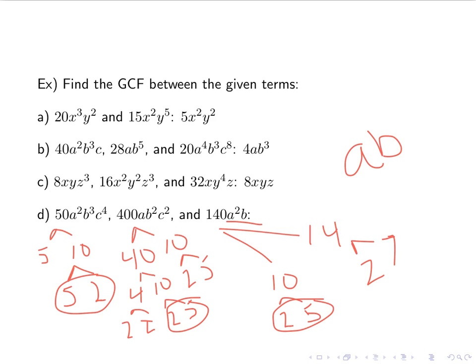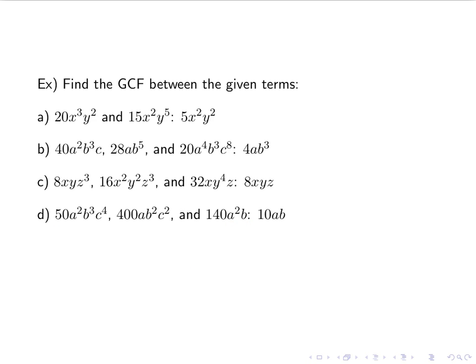So for the 3 of them, we have at least a 2 and a 5. And now 50 and 400 have another 5 in common. 400 and 140 have another 2 in common. But 50 and 140 don't have anything else in common. So in common to all of them are just the 2 and the 5, which gives us 10. So 10ab is our GCF.